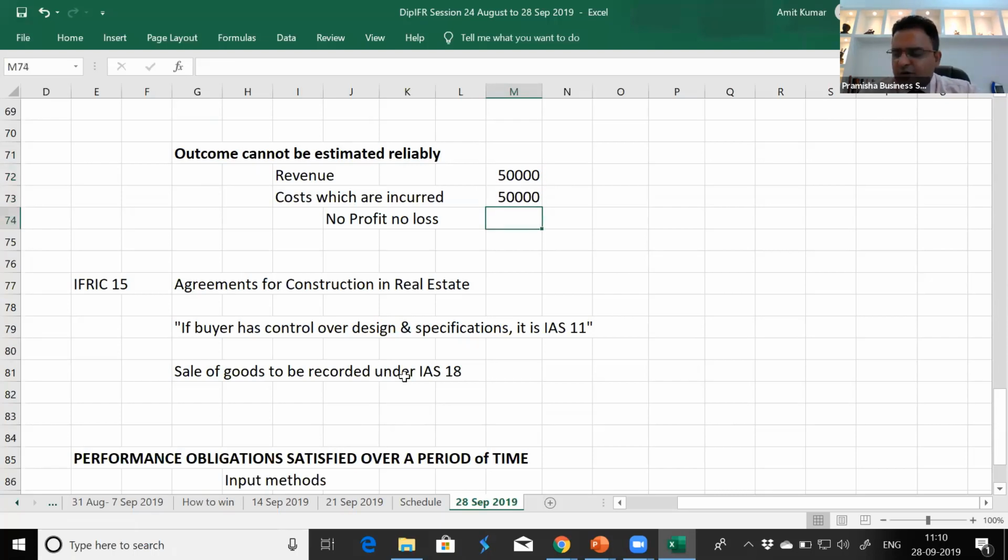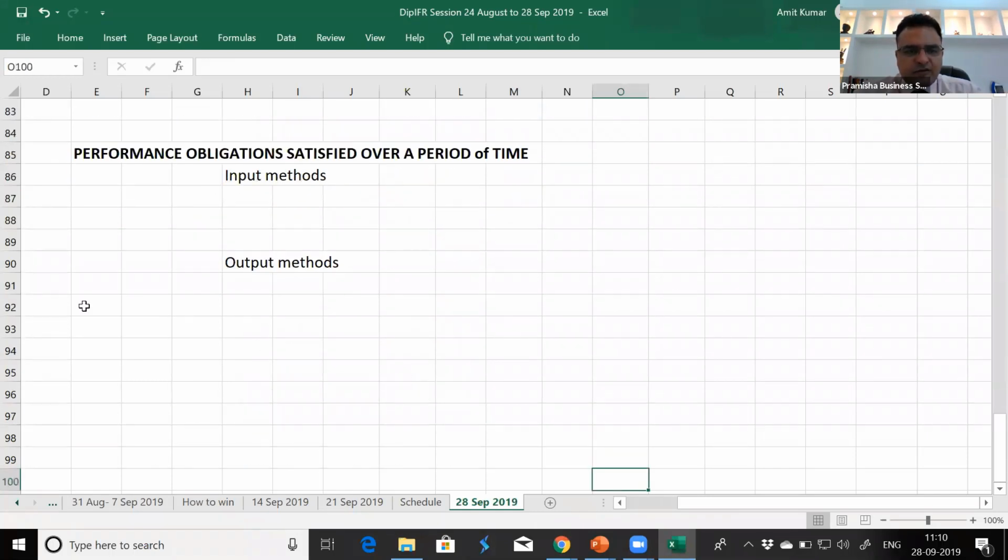So normally it is no profit, no loss. If there is a doubt on recoverability of this 50,000, then revenue can result in loss. We will not recognize revenue to the extent of cost incurred; we will recognize only to the extent of recoverability. If we believe we are not going to recover the full amount, we recognize only to the extent of cost incurred to date. The same concepts are being used for performance obligations over a period of time.